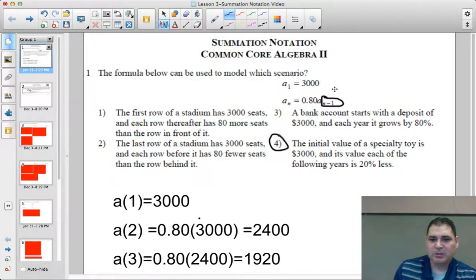Let's see why the answer is choice 4. This one's talking about more seats, which obviously it's getting less. This one is saying 80 fewer seats, which is 600 fewer seats with the first and second. Now, if you put money in a bank, 80% is a lot of money, and it's not going up, it's going down. This makes sense because it's saying 20% less. 20% of 3,000 is 600. And as you can tell, from 3,000 to 2,400, that's 600 fewer. If you continue, you'll get as many terms of the sequence as you want.